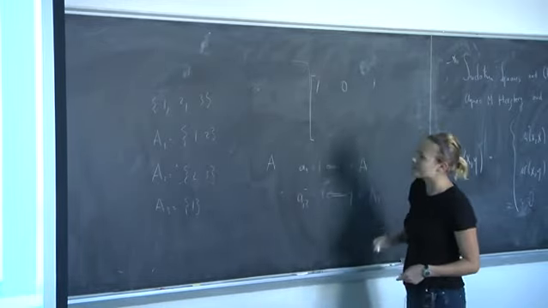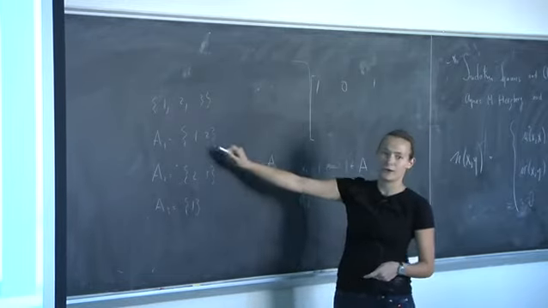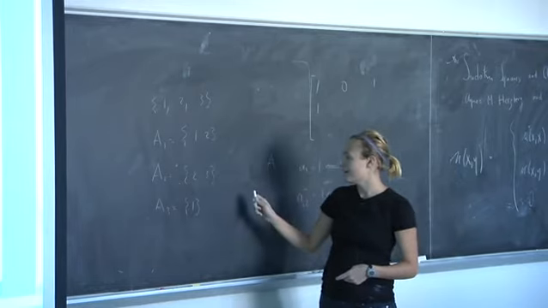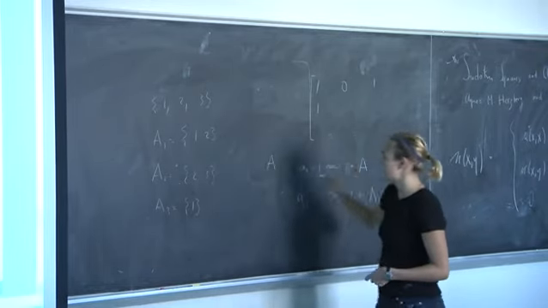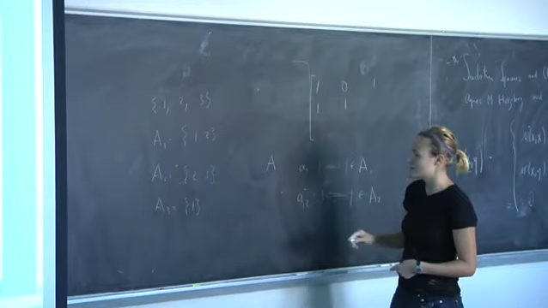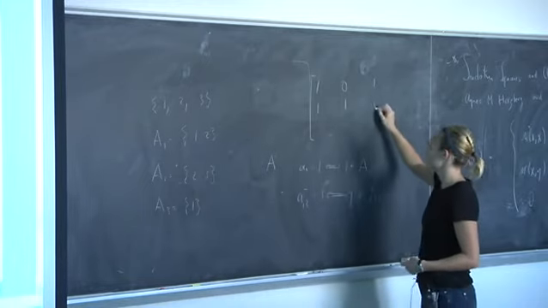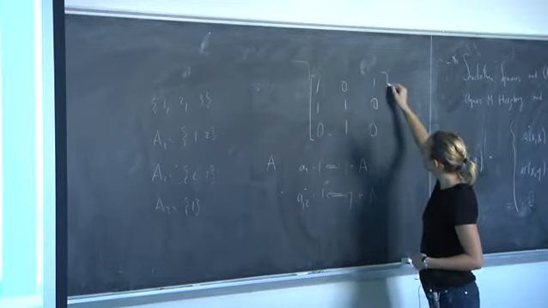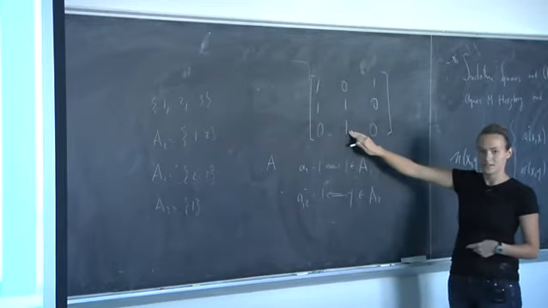Okay. So let's do the same thing for 2. So 2 is in A1, so we get a 1 here. 2 is in A2, so we get a 1 there. 2 is not in A3, so we get a 0 here. And the last row is going to be this, because 3 only shows up in A2.